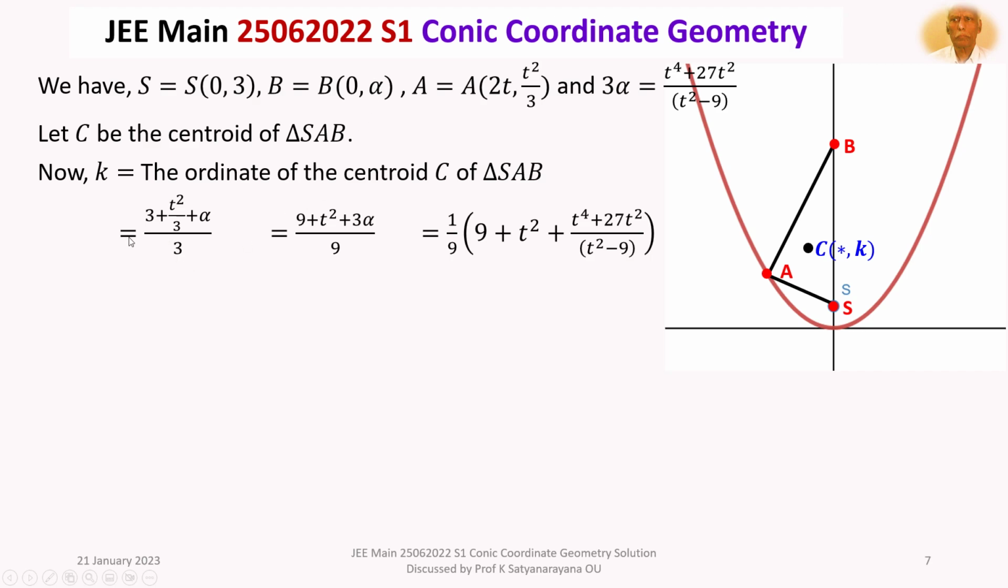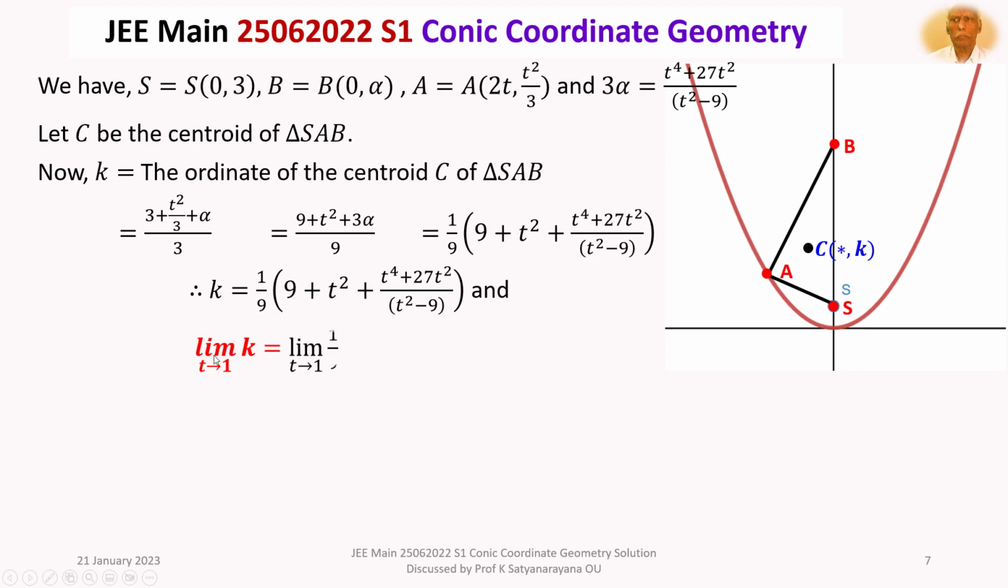Take the whole by 3, take the LCM. Now for 3 alpha, you write t to the power of 4 plus 27t square by t square minus 9. Then we get 1 by 9 multiplied by 9 plus t square plus t to the power of 4 plus 27t square by t square minus 9. What do we want? We want limit of k as t tends to 1. So we go for that.